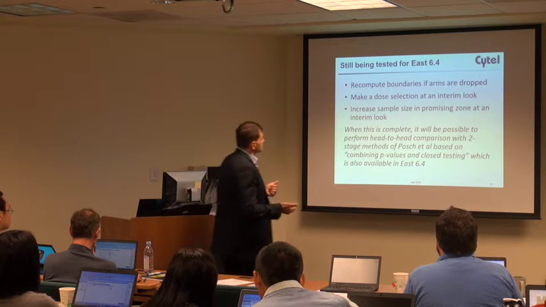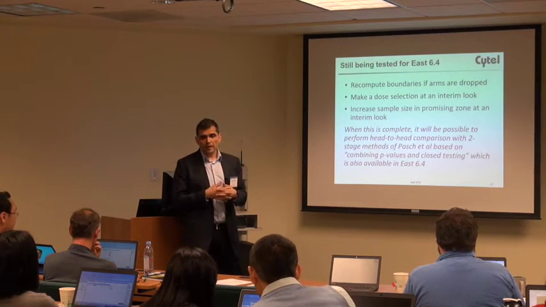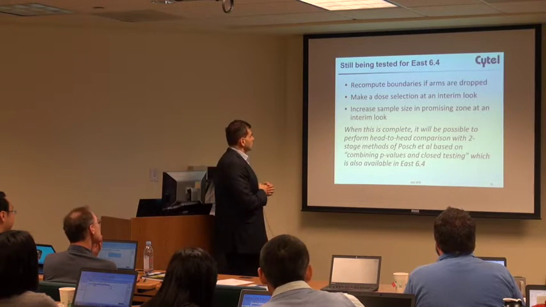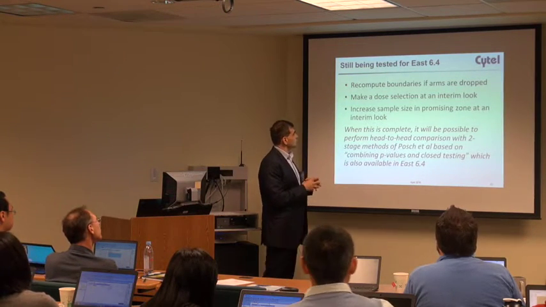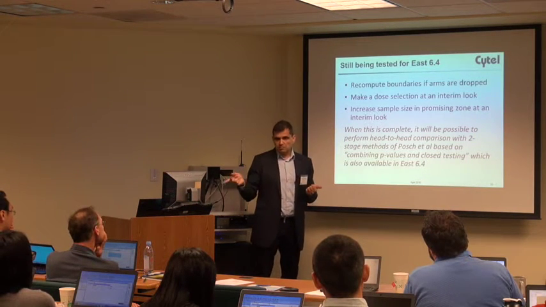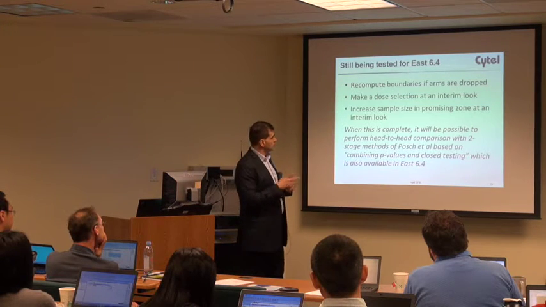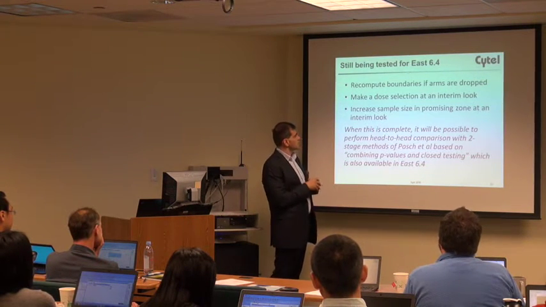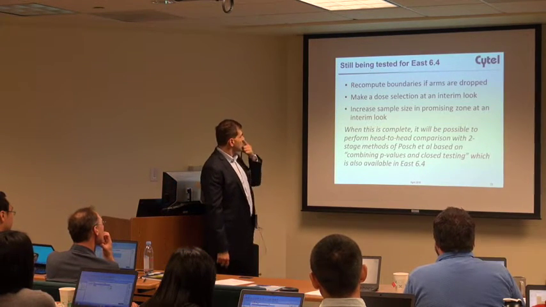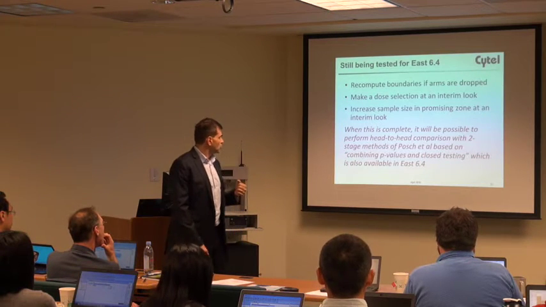So the boundaries are recomputed if arms are dropped, essentially taking into account the spending function functionality of the bounds that you are using. You can make a dose selection at the interim look, which is the current option that I have available on my machine, and you all have on yours, the treatment select. And this is the version that you have available, but I don't, which is to increase the sample size in the promising zone under interim look.